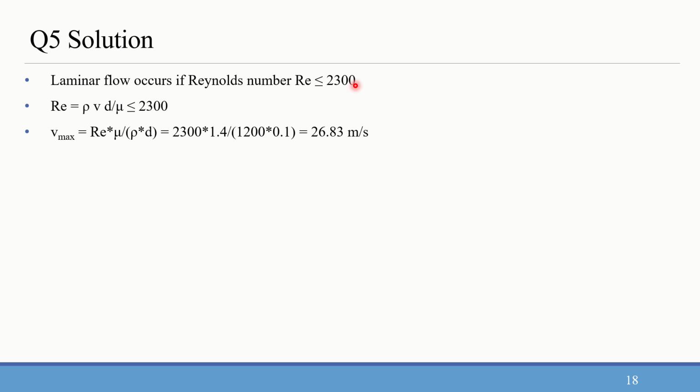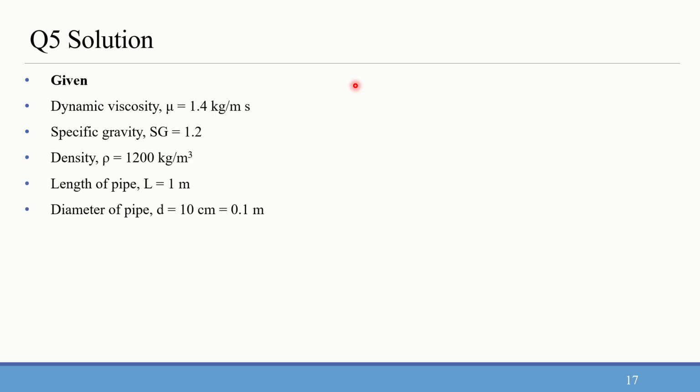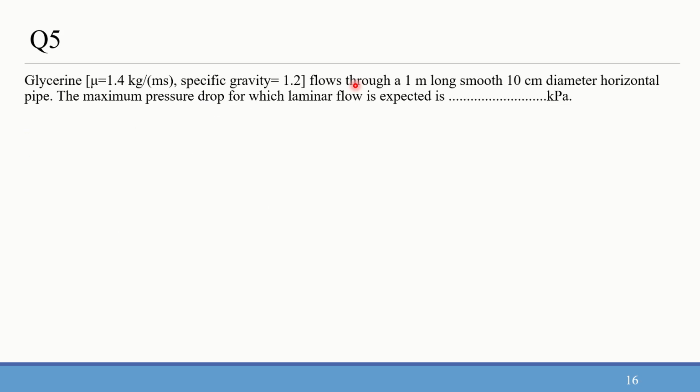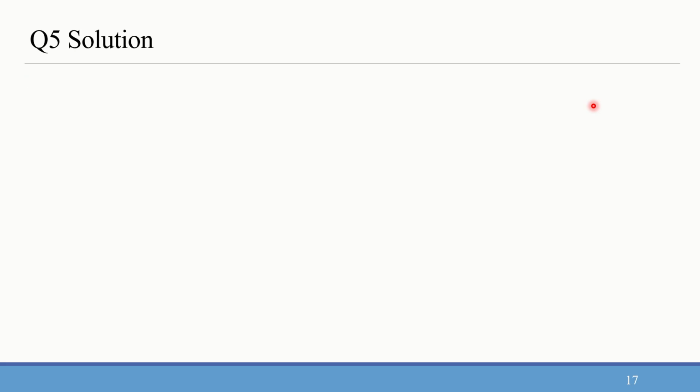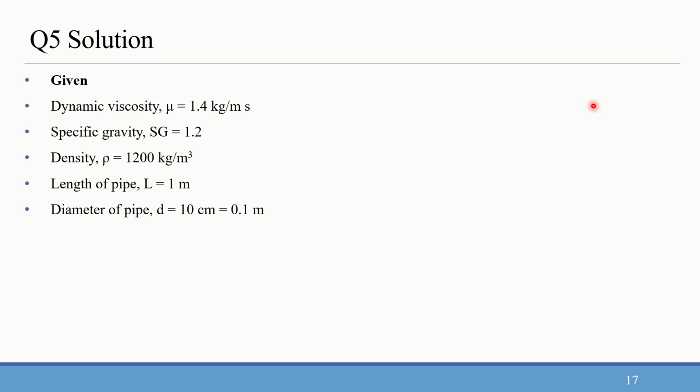Now in the question, what are we asked to find out? We are asked to find the pressure drop, in kilopascal. So if we go back, the maximum pressure drop for which laminar flow is expected is dash kilopascal. So keeping that in mind, what are we going to do?